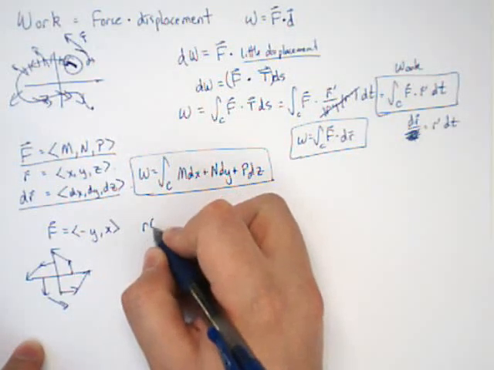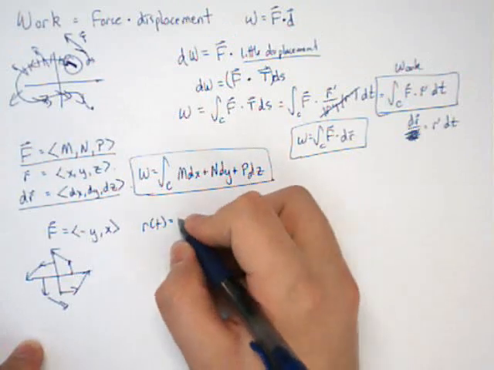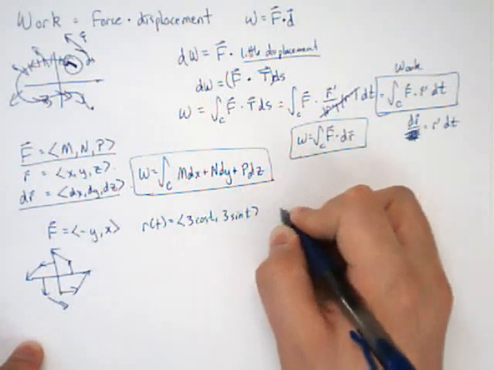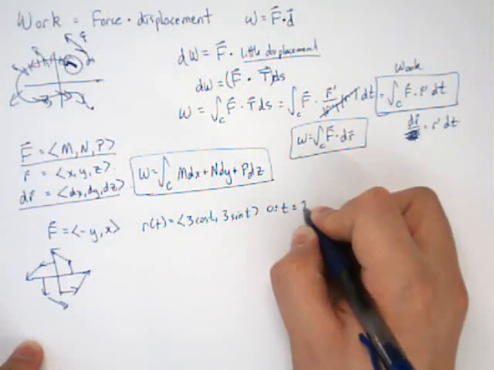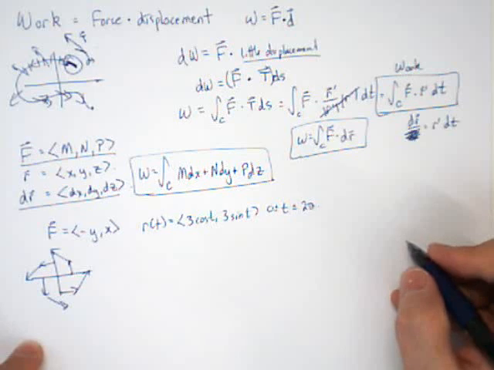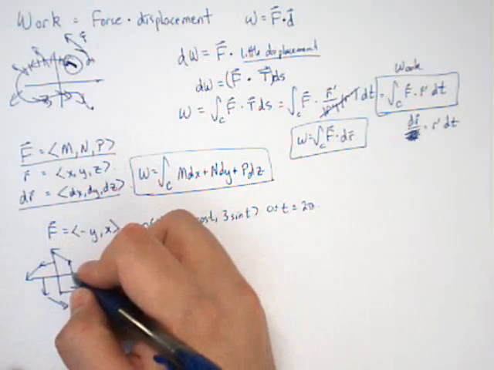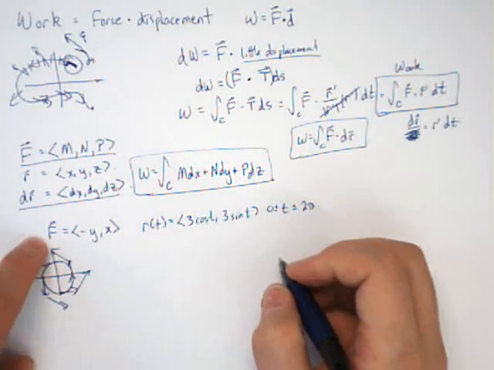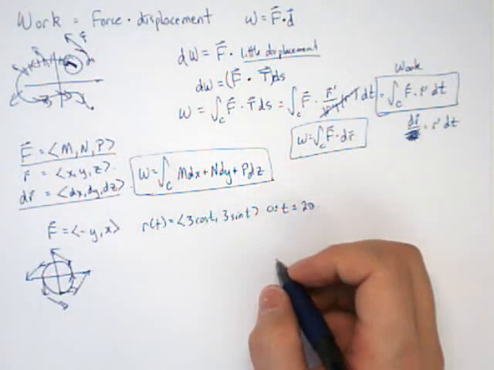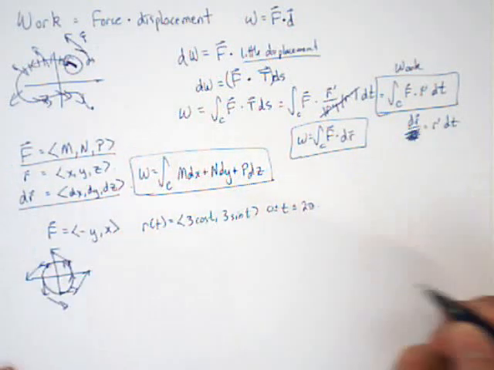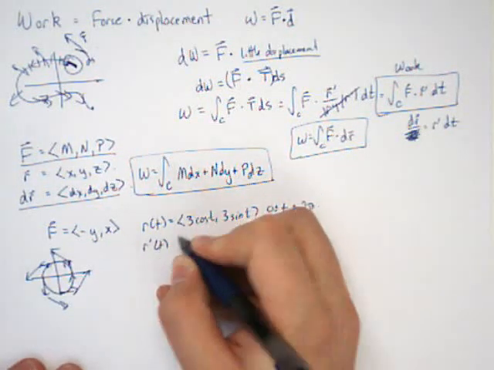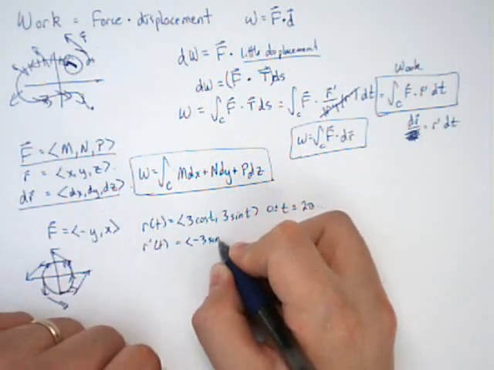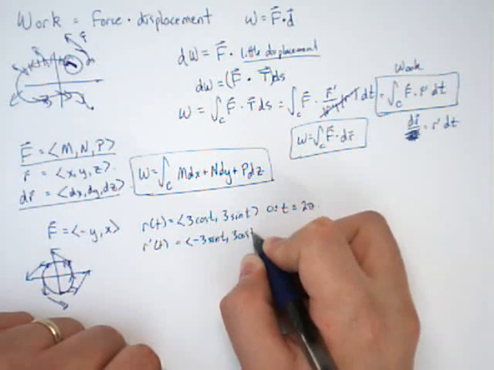Let's take a curve, r of t, and let's just use a circle of radius 3. So we've got 3 cosine t, 3 sine t, and t should go from 0 to 2 pi. I want to find the work done by F as I move along this curve, which is a circle of radius 3, and we're going to move counterclockwise. So the key idea is I need to find r prime. That's what this formula up here says. r prime is negative 3 sine t, 3 cosine t.